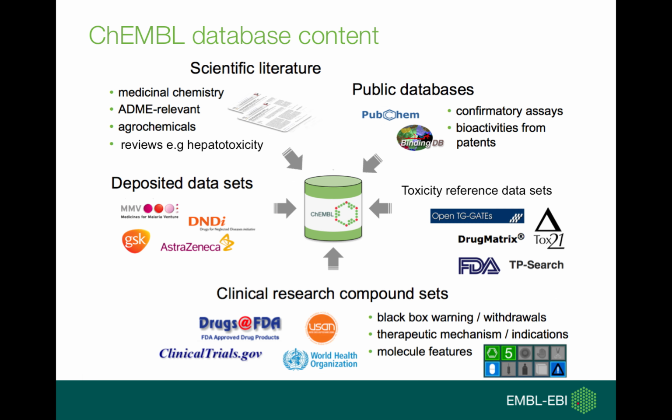And if we move on to the actual database content itself, ChEMBL is a manually curated database, and the information comes primarily from scientific literature. We extract information from main medicinal chemistry journals, such as the Journal of Medicinal Chemistry, Bioorganic Medicinal Chemistry Letters, as well as Science. We also have information from journals that carry absorption, distribution, metabolism, and excretion relevant information, as well as agrochemicals. With an interest in toxicity, we have information from reviews, such as those covering hepatotoxicity and cardiotoxicity.